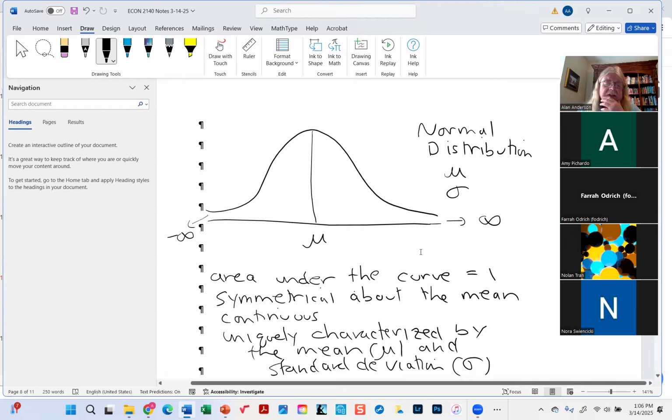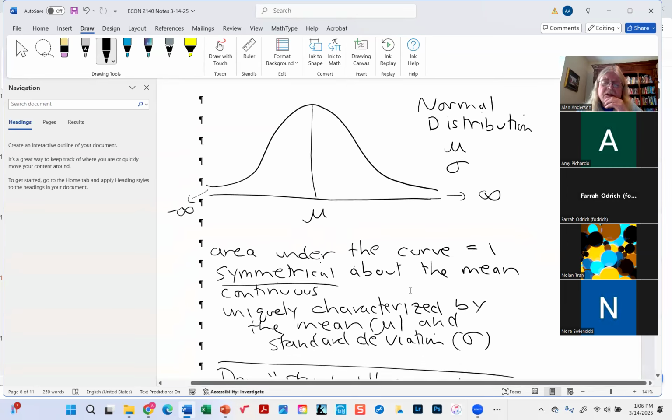You can also see from the graph that it has a very important property. It is symmetrical about the mean. That's going to be very helpful in calculating probabilities as we go along. This idea of symmetry will be a huge help, and we will take advantage of it whenever possible.